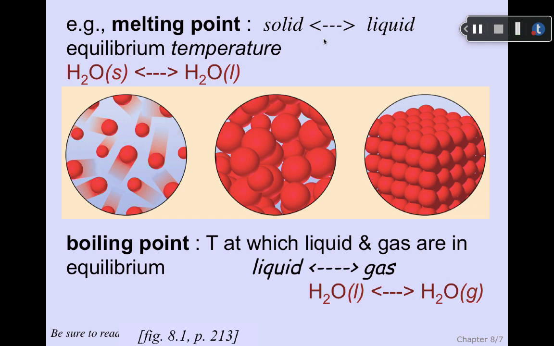oops, I forgot to turn the pen on again. At 0 degrees Celsius, the liquid water and water as a solid are in equilibrium. Some is going in each direction at all times until you finally add enough heat to convert all of the molecules to a liquid. At the boiling point, the temperature at which gas and liquid are in equilibrium, you have liquid turning into gas and gas turning into liquid, and you keep heating until all of the molecules have converted to the gas phase.